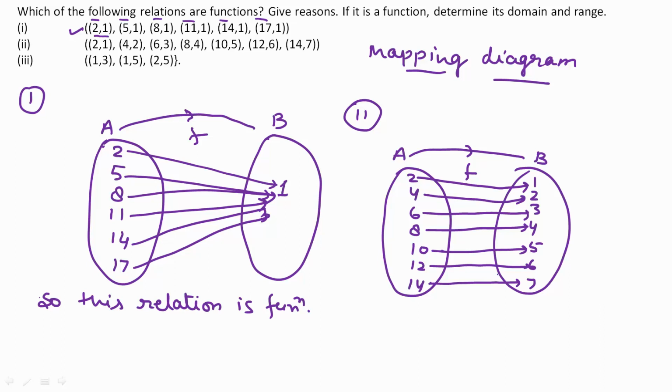Here you can see that every element of set A has a unique image in set B. So this relation is a function.